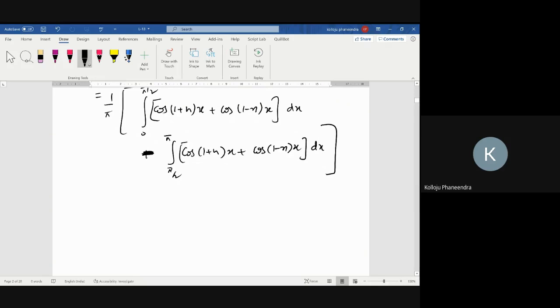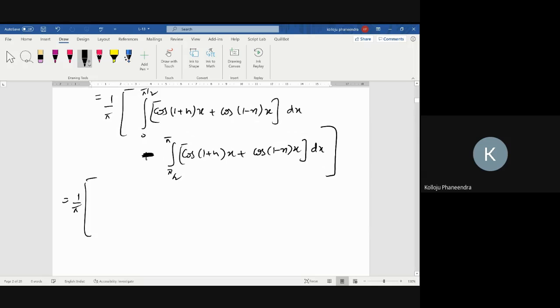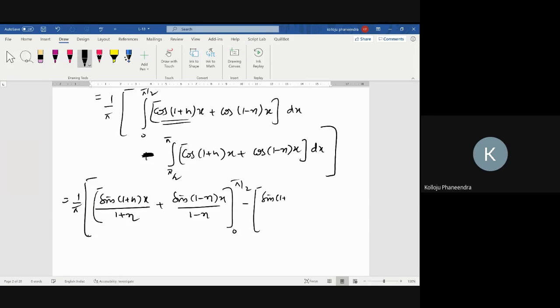So let me evaluate now. This is equal to 1 by pi. First, cosine integration: sin (1 plus n)x by 1 plus n, and this is also sin (1 minus n)x by 1 minus n. These are between what limits? 0 to pi by 2. First thing is over. Minus, the same integration, there is no change in the integration, but the limits are changed: sin (1 plus n)x by 1 plus n plus sin (1 minus n)x by 1 minus n between pi by 2 to pi.